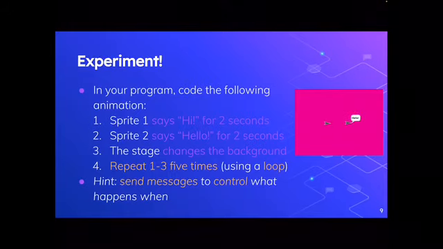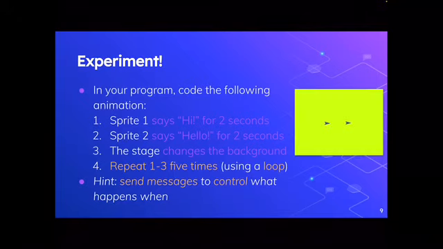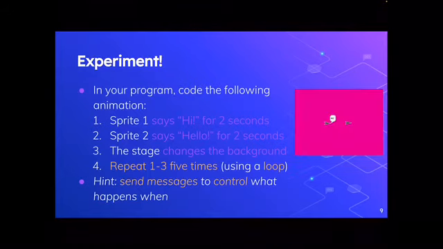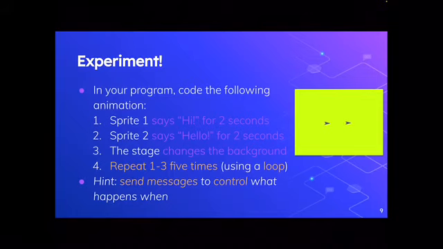So you can try this on your own, and you can see on the right what this final product would look like. First, the sprite says hi, then the other sprite says hello, then the stage changes. Then this first sprite says hi and hello, and the whole thing repeats again and again with different colors of the stage. Or you can make the stage anything you want.